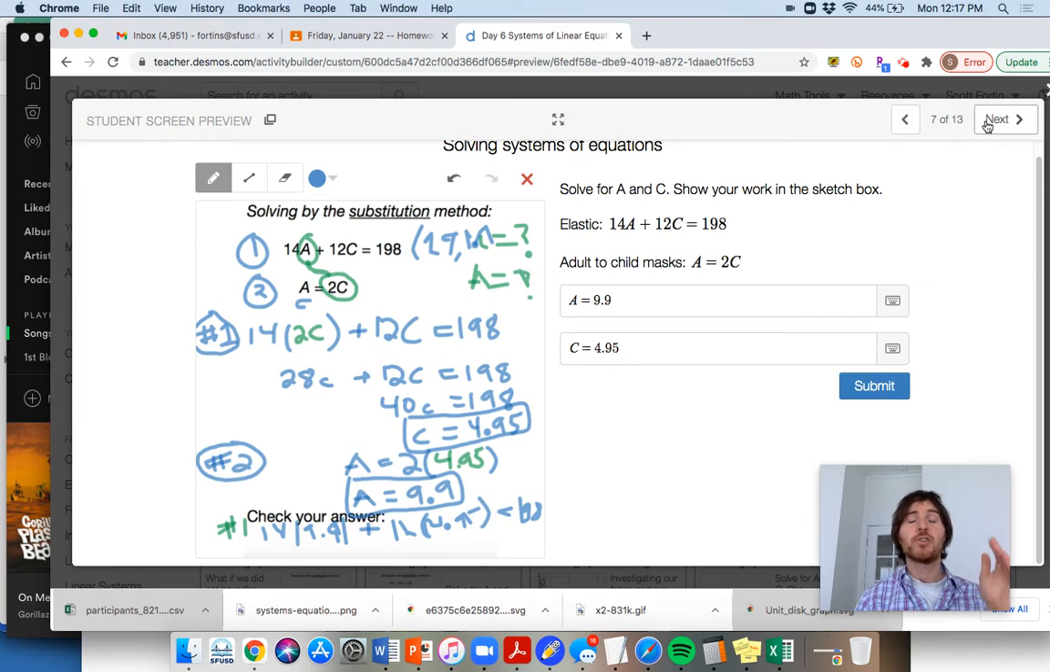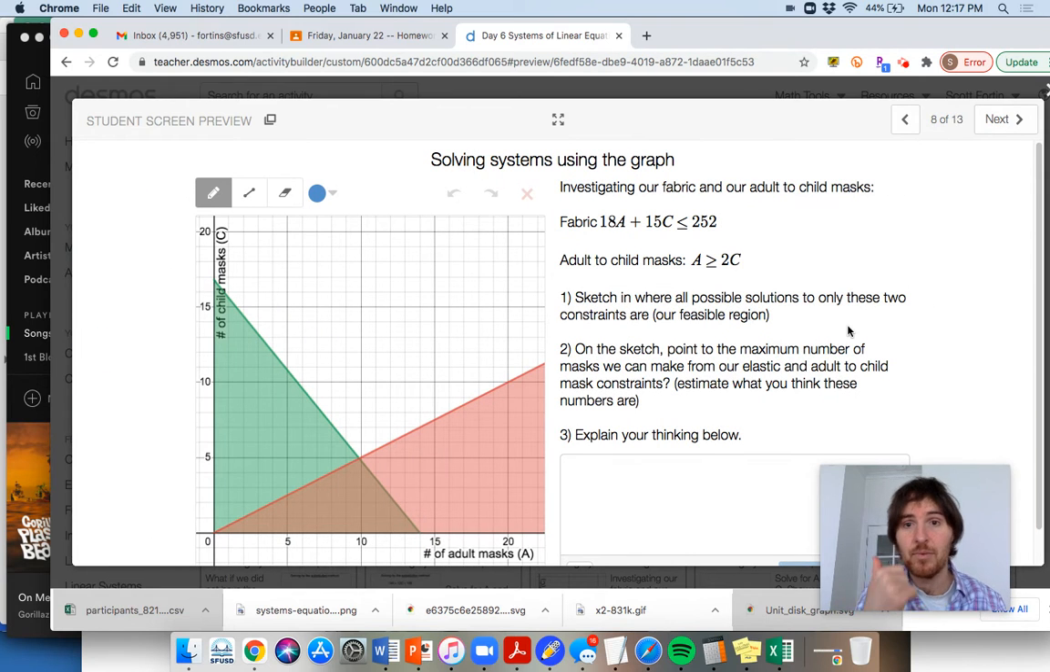Okay? All right, so without further ado, let's get into slide number 8 and beyond. So I'm going to go through these faster because we did it in class. We went through it a bit more slowly in class. Okay, so what you got to do for number 8, you got to sketch in where are the possible regions for these two constraints. Our feasible region. You guys are getting good at that. Where is the feasible region? It's right here, okay? It's where both inequalities overlap, okay?